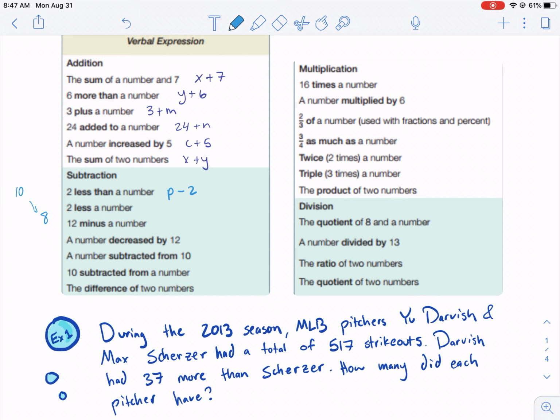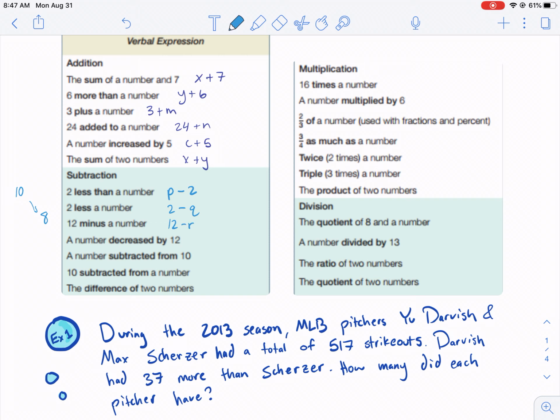2 less a number. Now, this is a little bit different. If it doesn't say "than," then we're just taking 2 and we're lessing a number. We're subtracting 2 minus q. This one's probably the tough one that people forget. Okay, so be careful with this one and this one, trying to distinguish those two. 12 minus a number. Pretty clear here. We're just going to do 12 minus a number. We'll call it r.